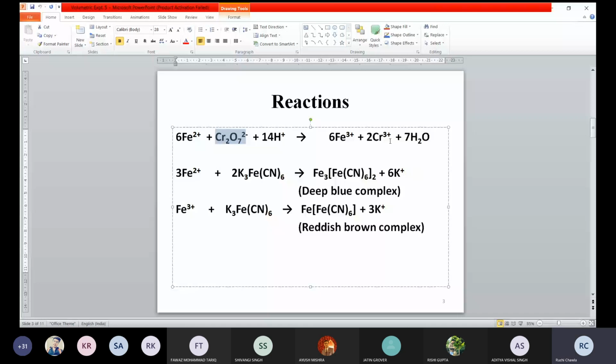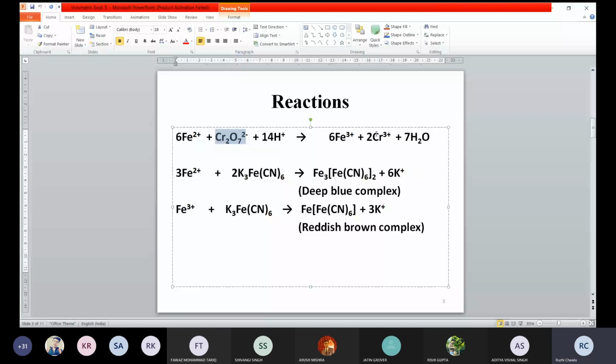What about the color? You have told me that the color of potassium dichromate solution is orange. But what is going to be the color of the resultant solution? Green. Yes, green, because chromium ions Cr3+ will be formed, so they will impart green color to the solution.